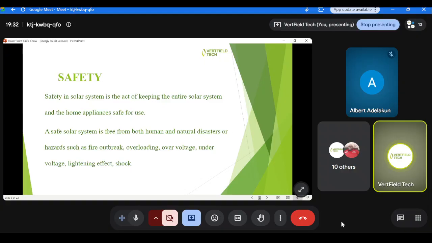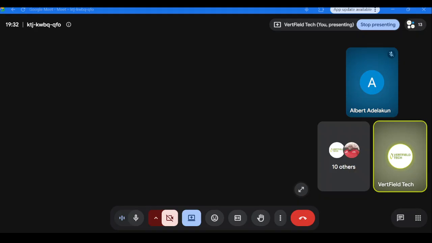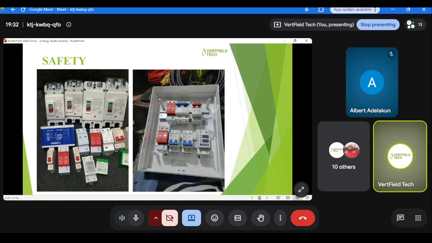So a safe solar system is free from both human and natural disasters or hazards such as fire outbreak, overloading, overvoltage, undervoltage, lightning effect, and shock. So you need to put all of these things into consideration to be able to do a very good solar system installation. These are the tools for solar system safety.